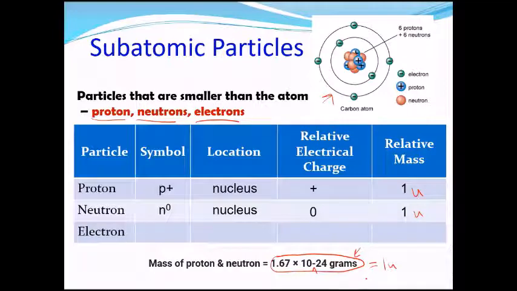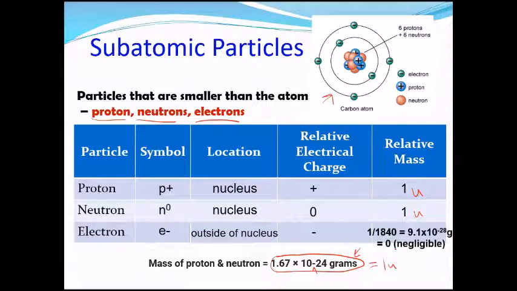That's the equivalence here. For the electron, which the e minus is outside of the nucleus in the cloud, it has a negative charge, and it is basically 0. We say negligible. So a 9.1 times 10 to the minus 28 grams. That one's really even smaller than the proton or neutron, so we basically say it's 0 or negligible. Doesn't really play a factor here.